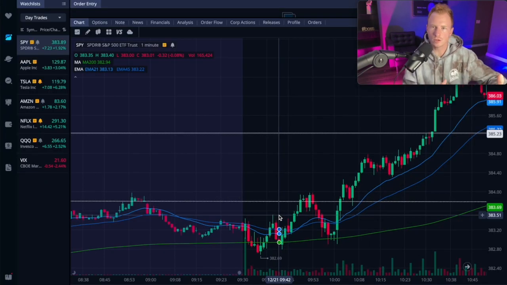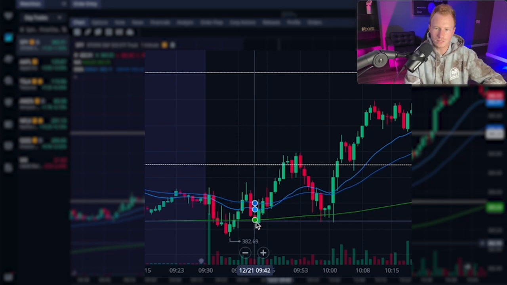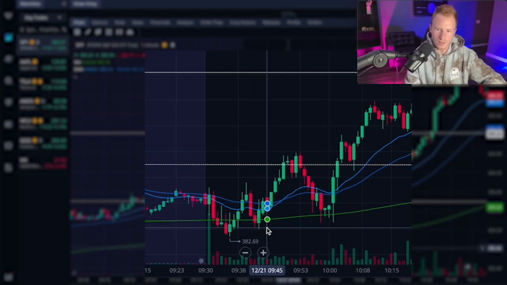I already knew the trend was up. I already knew where my key levels are. We weren't really near any of those key levels. So I was really just looking for a pullback and seeing if we can keep another higher low here. And that's kind of what we did.